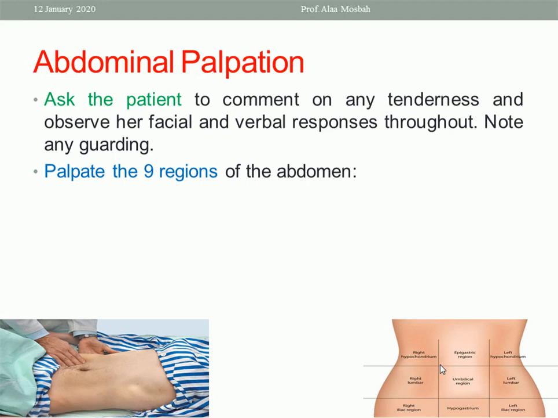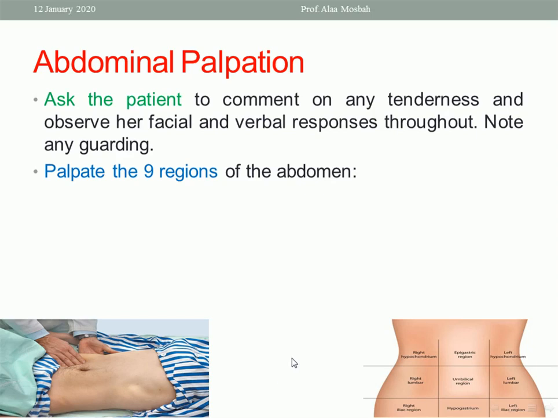Ask the patient to comment on any tenderness during palpation. Observe her facial and verbal response throughout. Note any guarding. Palpate the 9 regions of the abdomen as seen in the picture here, starting from the lower right iliac region here and extend, as you see in the other picture here also. So examine the 9 regions in the abdomen.